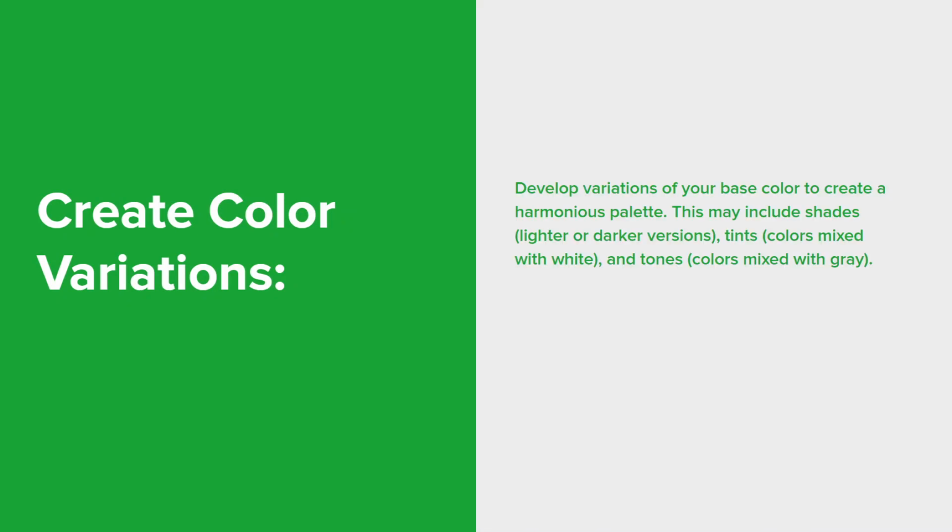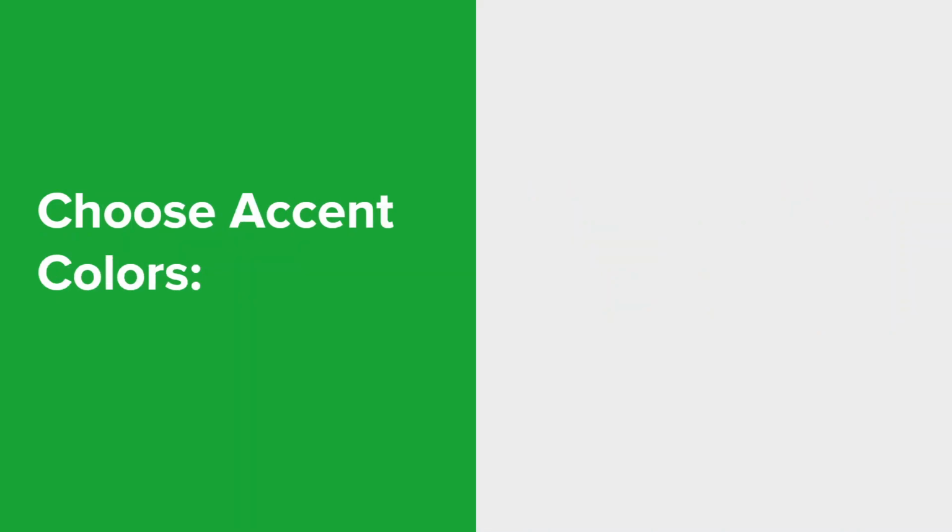Now you want to create some color variations. Develop variations of your base color to create a harmonious palette, and this can include shades, like lighter and darker versions, tints, and tones. Experiment with these variations to create a sense of depth and visual interest in your design.